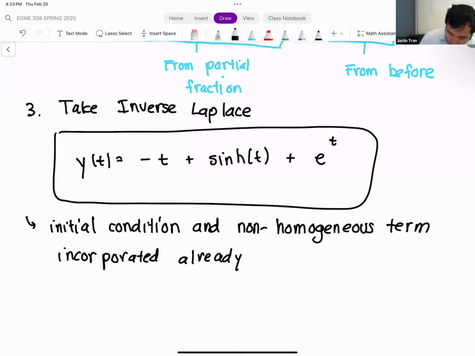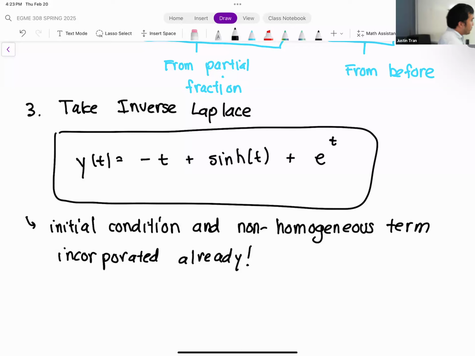Okay. If you remember from the traditional way of solving these differential equations, applying the initial condition and solving for the particular solution, those were separate steps or separate things that you had to do. But from Laplace, it's all solved at once. Sometimes partial fraction can be annoying to do, but everything is already included. So you don't have to do extra stuff. Okay.